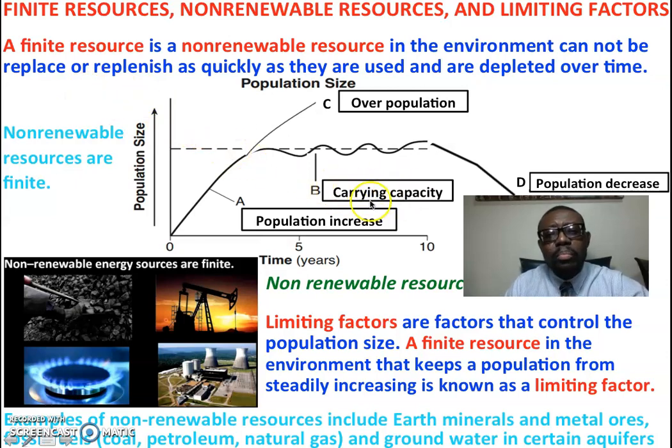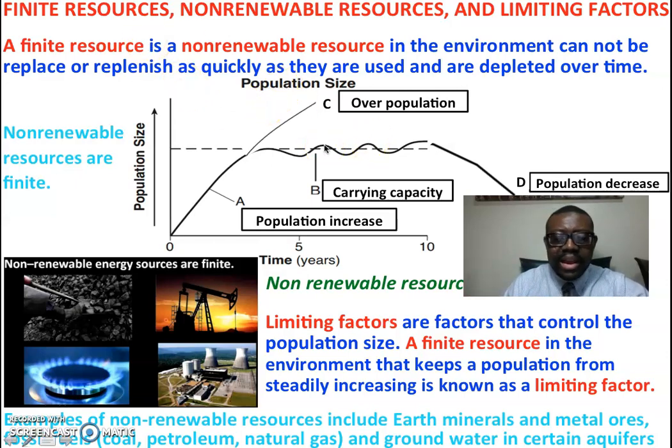And when we go to B, B is the carrying capacity. Carrying capacity simply means the maximum number of individuals of a particular population that the environment can hold. When you go beyond the carrying capacity, you are going into the territory of overpopulation. Overpopulation means it's beyond what the environment can support. So it will come back to the carrying capacity.